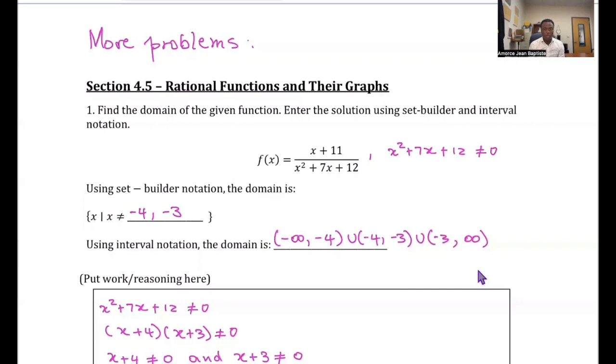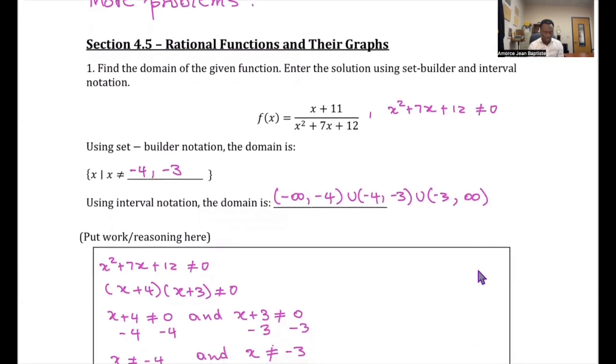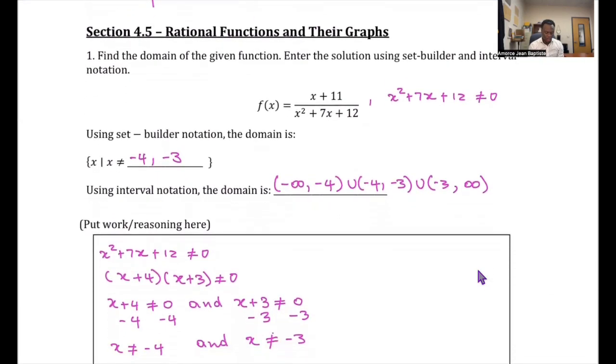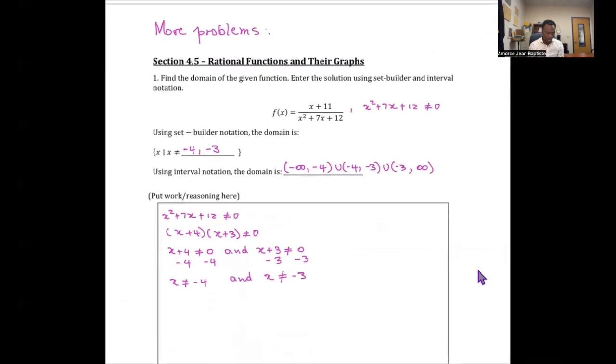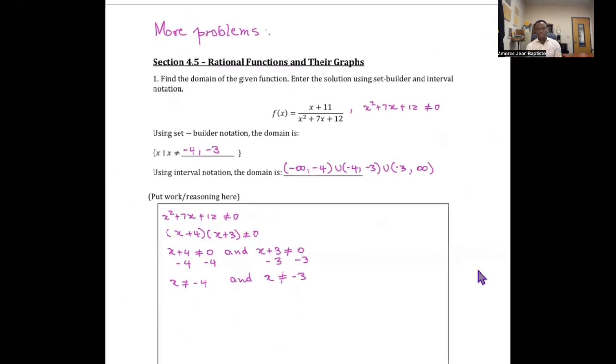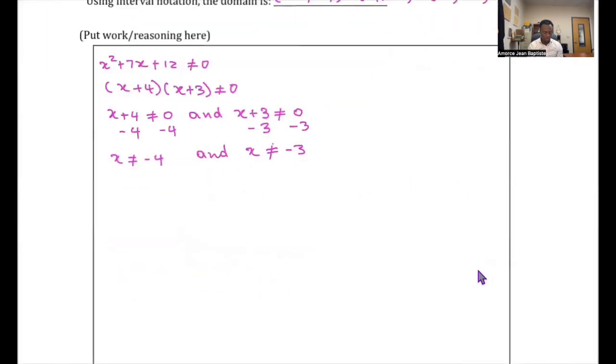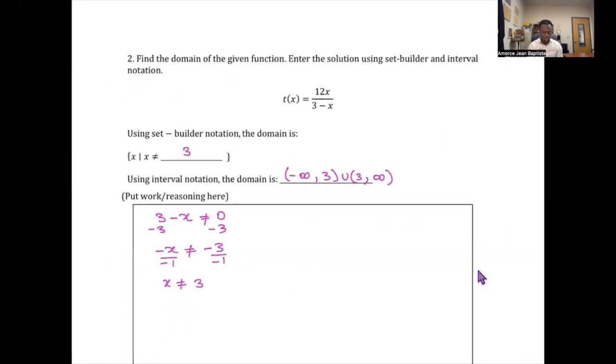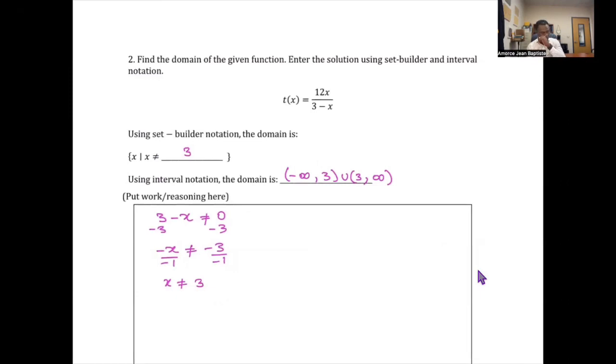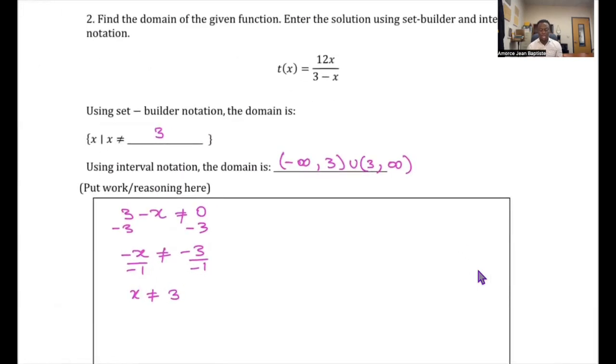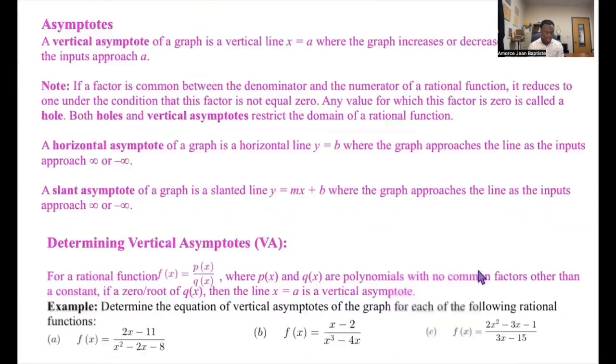And over here, we have more problems. I just solved them. You can just see how we did the previous ones, and then that'll be the same thing over here. We have another problem here. Same way, you just set the condition for the denominator not to be 0, and then present your domain in both set builder and interval notation.